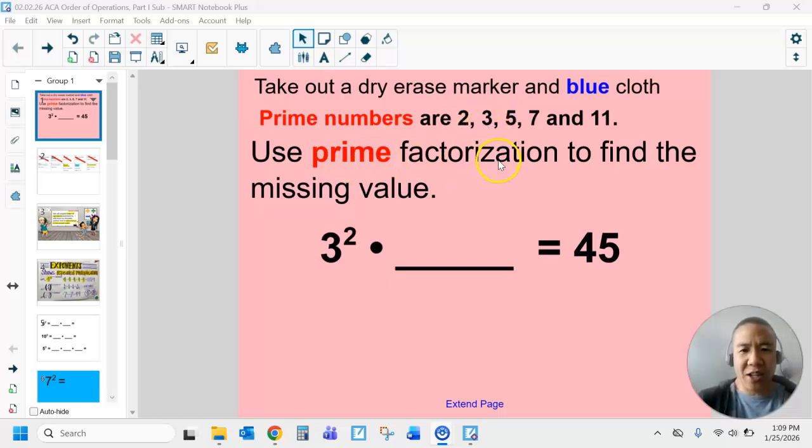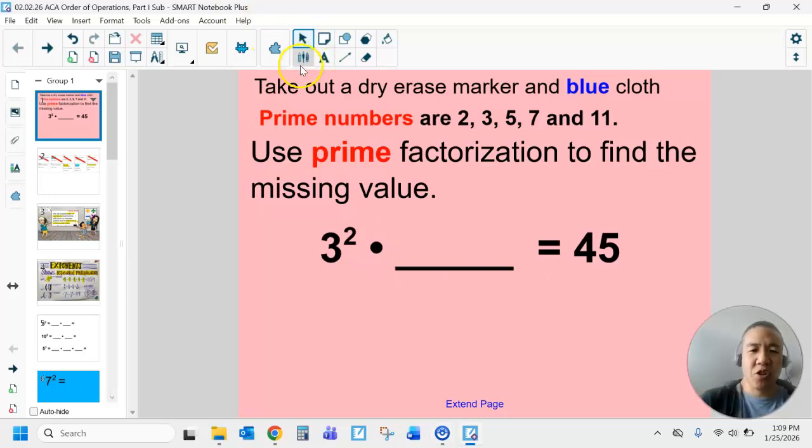Use prime factorization to find the missing value. So 3 squared, or 3 to the power of 2, times something, one of these 5 prime numbers, equals 45. Please pause the video at this time to find the answer.